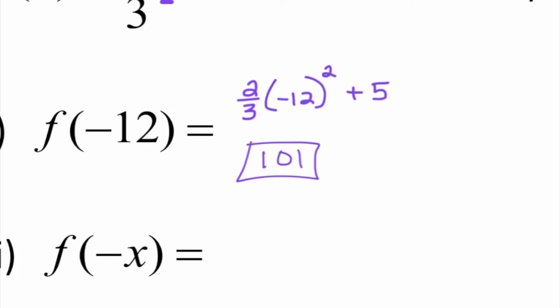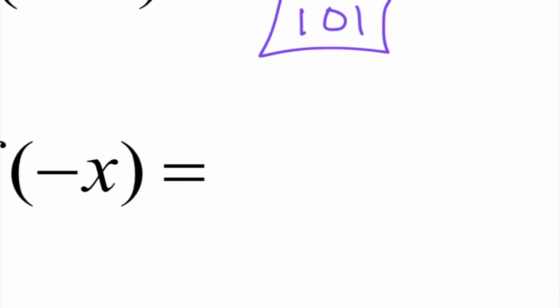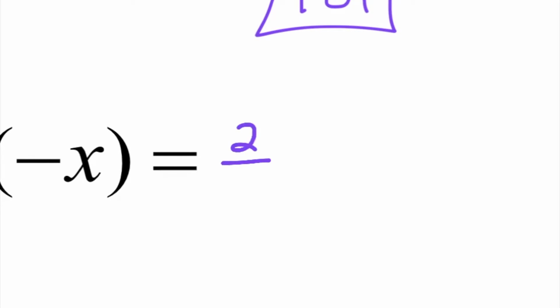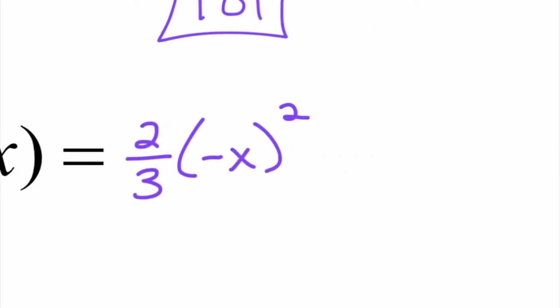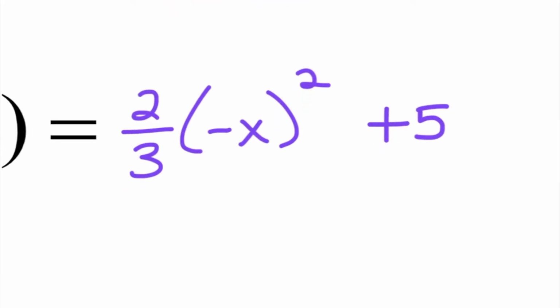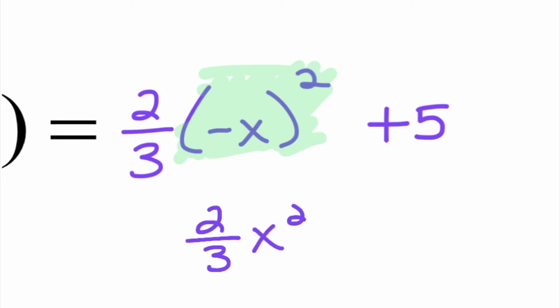Now, for -x, I'm still going to substitute negative x for the x, and then put parentheses around it, squared plus 5. And remember that anytime you square a negative, it becomes positive. So this negative x squared is going to become positive x squared. And so that brings us literally right back to where we started, 2/3 x squared plus 5.